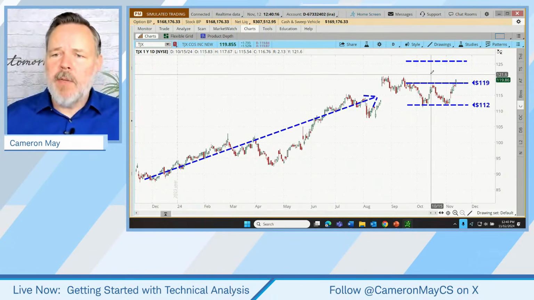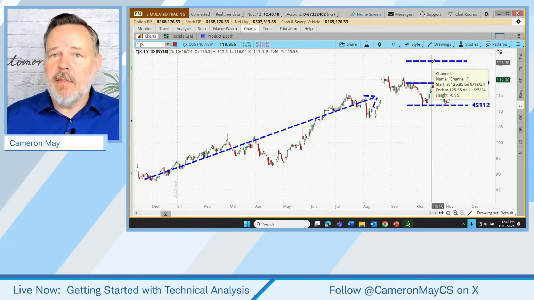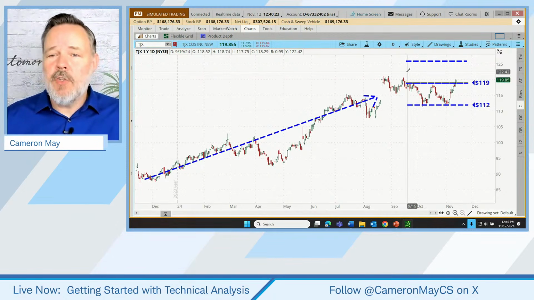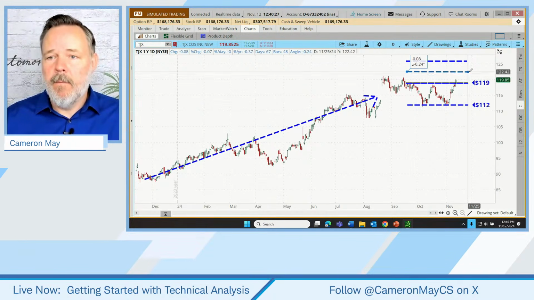So what's halfway between 119 and 126? It's about a $7 move, so halfway would be around 122.5. Let's draw in a line right there.